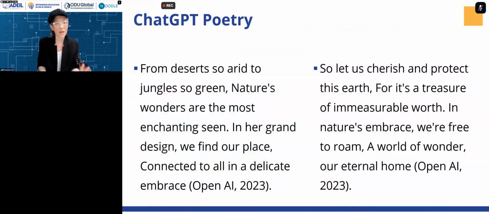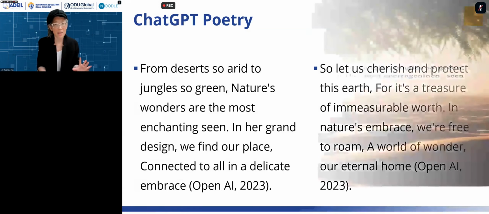From deserts so arid to jungles so green, nature's wonders are the most enchanting scene. In her grand design, we find our place, connected to all in a delicate embrace. So let us cherish this earth, for it's a treasure of immeasurable worth. Nature's embrace, we're here to roam, a world of wonder, our eternal home.